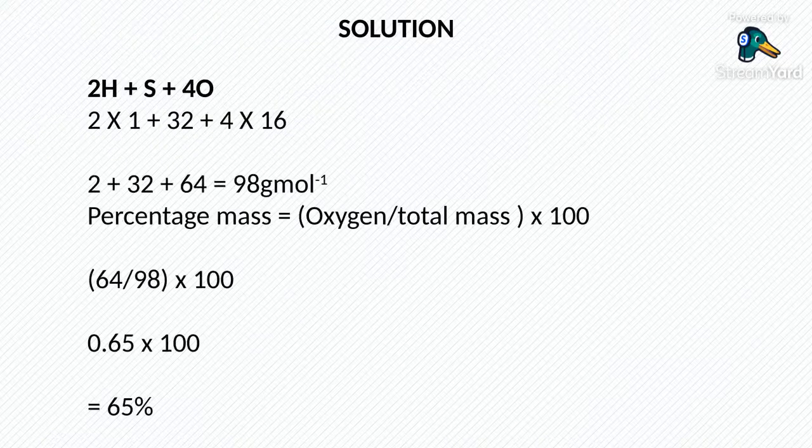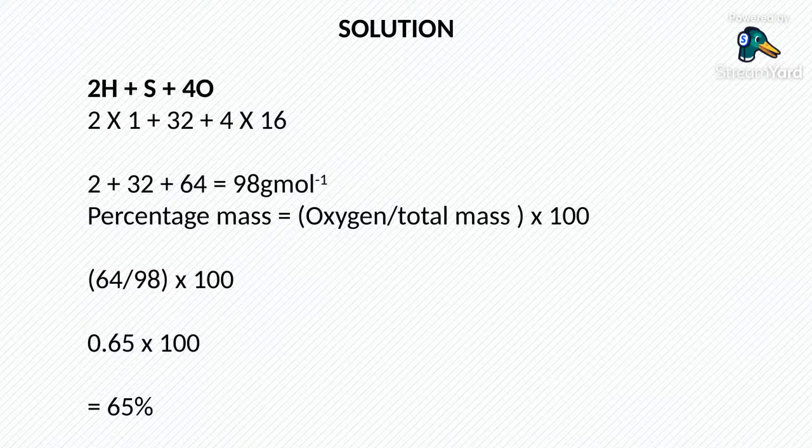Now, what will I do? First of all, I will calculate the molar mass. I calculated the molar mass to give me 98, right? After calculating the molar mass to give me 98, secondly, what will I do? We are interested in only oxygen. Still on this calculation, what is the total weight of oxygen? It is 4 times 16. 4 times 16 will give us 64.